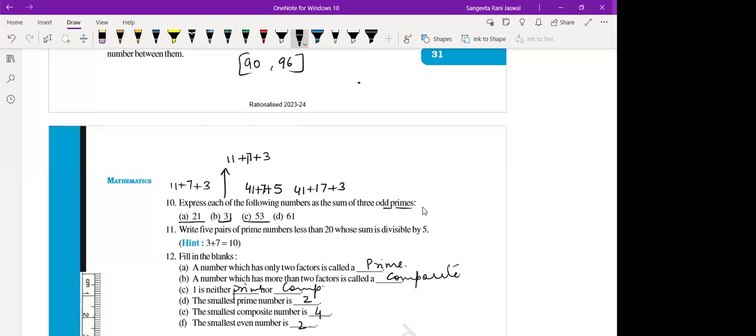So the combination for 21 is 11, 7, 3. So like this, you can make some different combinations. 31 can be made by 11, 17, 3. Like this. 53 you can write as 41, 7, 5. 61 can be written as 41, 17, 3. If you want to note down, you can please note down. Otherwise, we had already done this when we did the chapter.